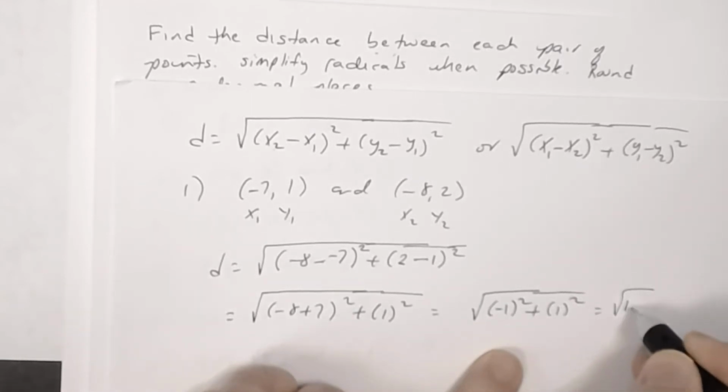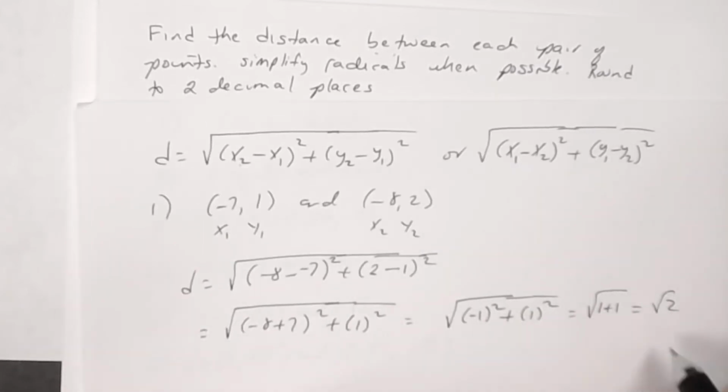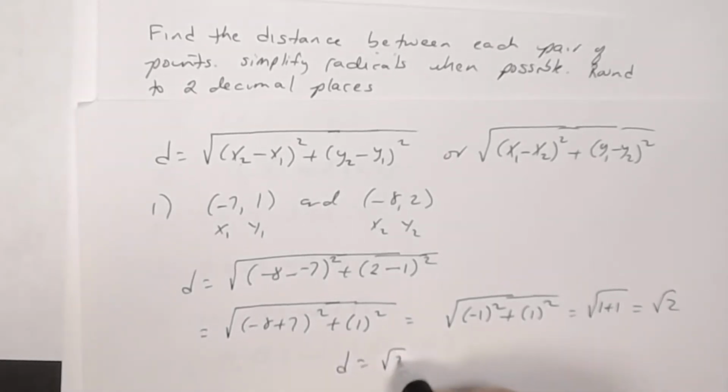Okay, so that'll be the square root of 1 plus 1. Now you got to remember your grouping symbol is a square root, so you got to do this radicand first. 1 plus 1 is 2, so I get the square root of 2. And can I simplify the square root of 2? No. So the distance will be the square root of 2, and then they ask you to approximate this.